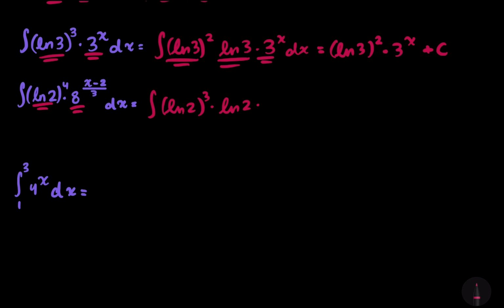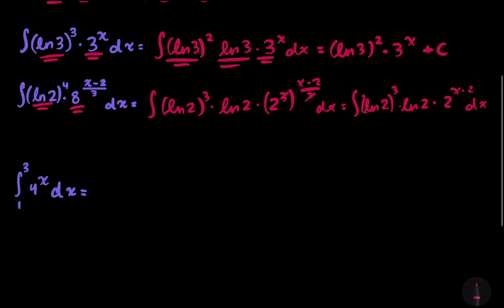And so we know that 8 is just 2 to the third power, so this is 2 to the third, and we're raising that to the x minus 2 over 3, and then we have the dx over here. Well, we know that this 1 over 3 and this 3 are going to cancel out, and so we end up with this simply being equal to the integral of the natural log of 2 cubed times the natural log of 2 times this is going to be 2 to the x minus 2 dx.